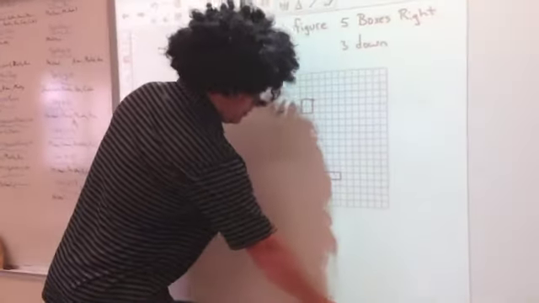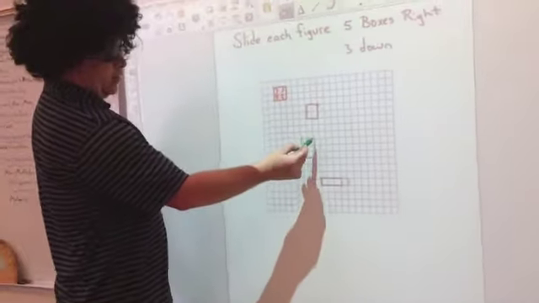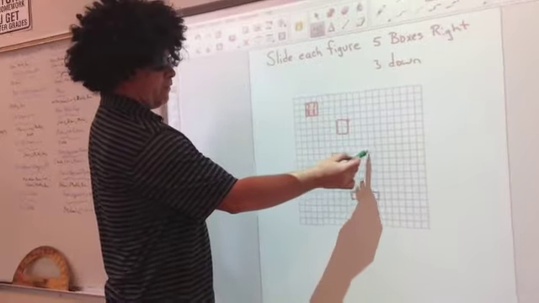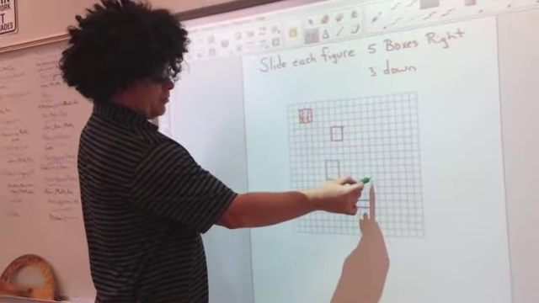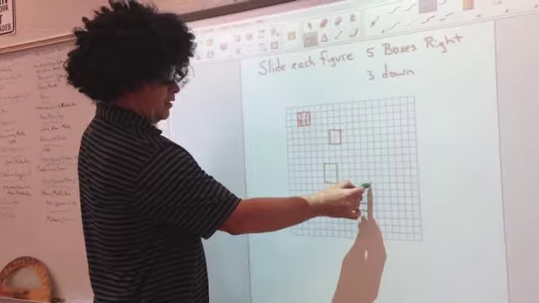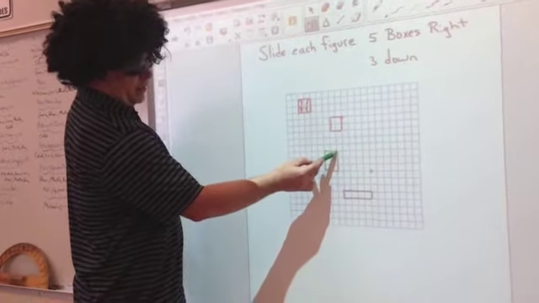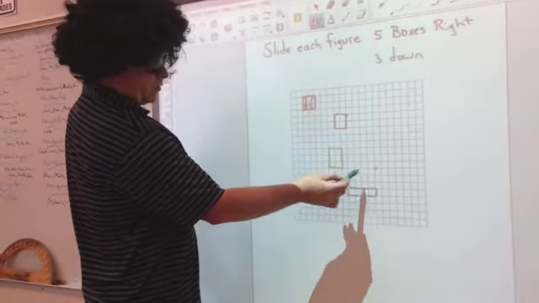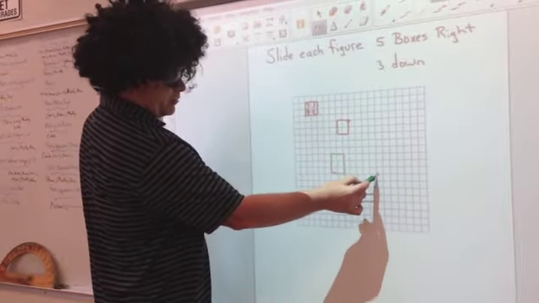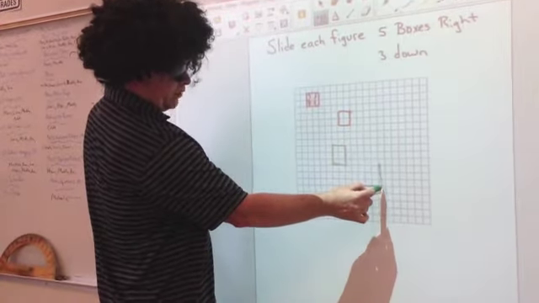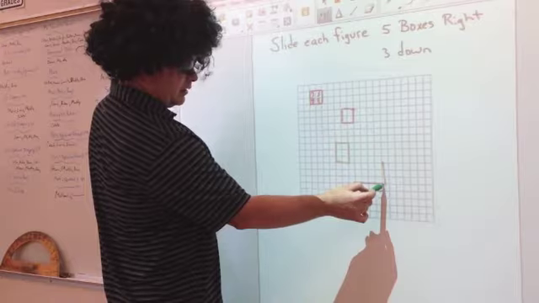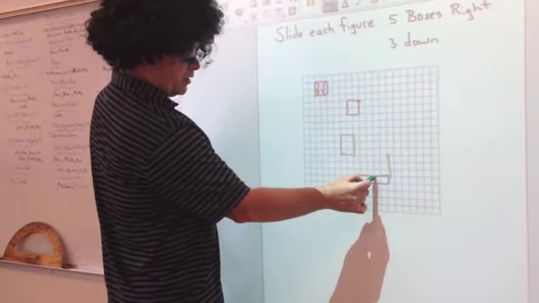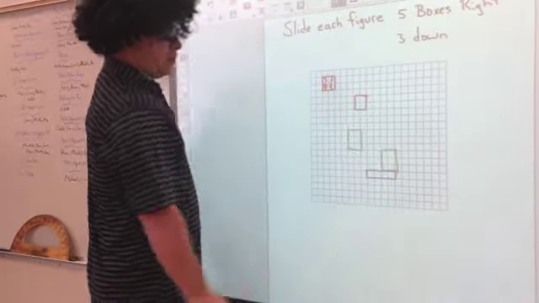I can do the same with the green one. I can go 1, 2, 3, 4, 5, 1, 2, 3. And that is this corner right here. So I know this one goes down 1, 2, 3 down. So I go 1, 2, 3. And I'm going to touch this box, and I'm going to go 2 across, and that's my new box right there.